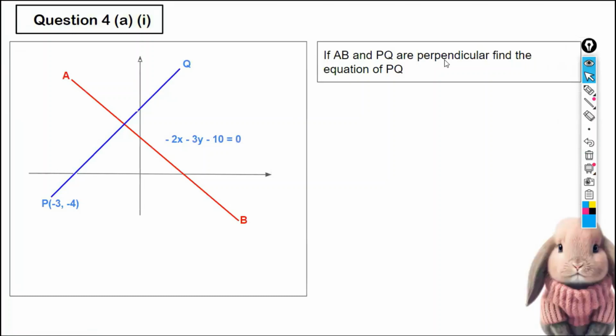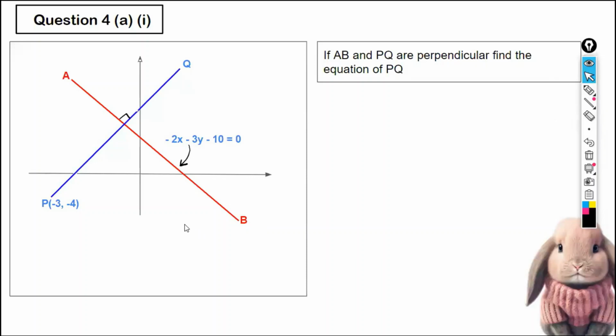Now, question 4 gave a lot of problems based on the answers submitted. Here we have two lines, and apparently these two lines are perpendicular to each other. That means they are at right angles to each other. What we want to do is find the equation of which line? The blue line. We want to find the equation of PQ. And the examiner was so nice to give us the equation of the red line.